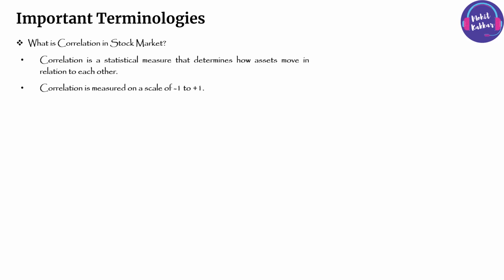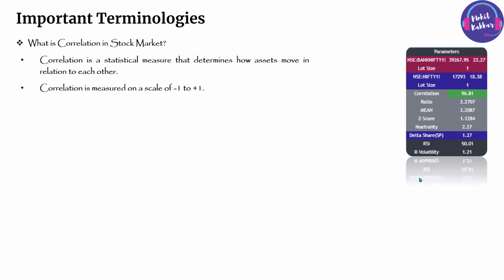So I think now we know what is a pair, what is a ratio, and some of the key terms, advantages, disadvantages. So the next very important thing to learn is what is a correlation in stock market. This is just a very basic definition. On the right, I have put a screenshot of Bank Nifty and Nifty.